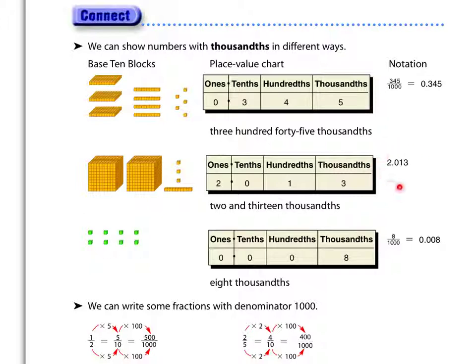We couldn't show this one as a fraction because it has a number in the ones place, and that would make it a mixed number, which we get into in grade 6. So when it has a number in front, don't call it anything like that.